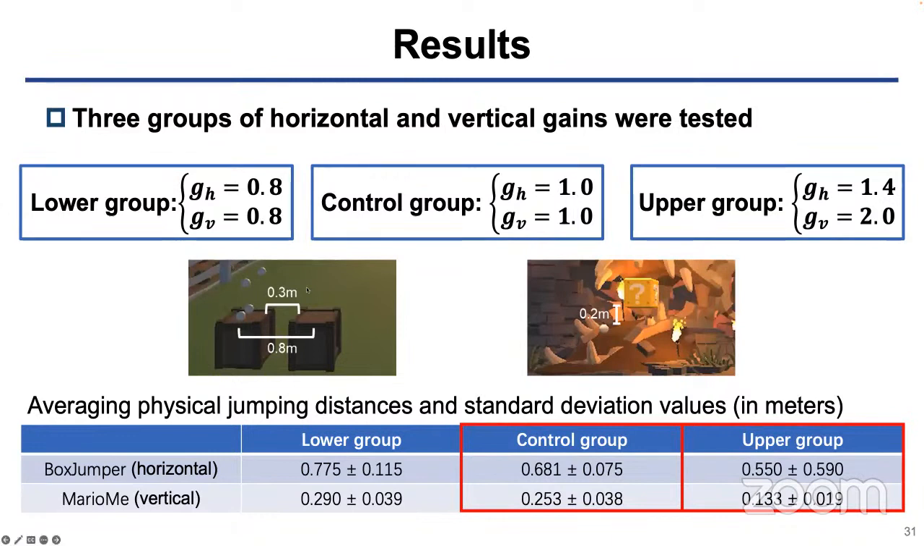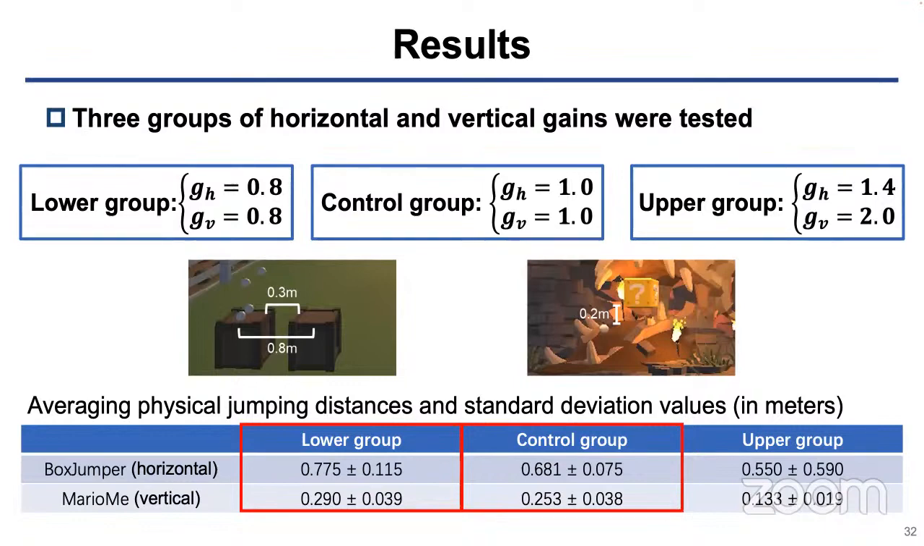We found that in the upper group, the user jumped shorter than the control group horizontally, and the upper group jumped lower than the control group vertically. And we also found that in the lower group, the jumping distance is longer than the control group, and the height of the jumping is also larger than the control group.